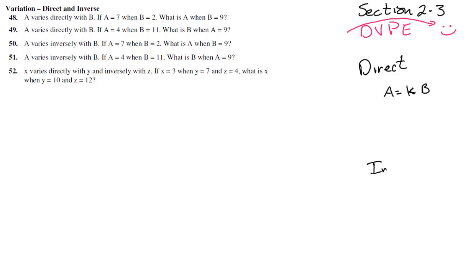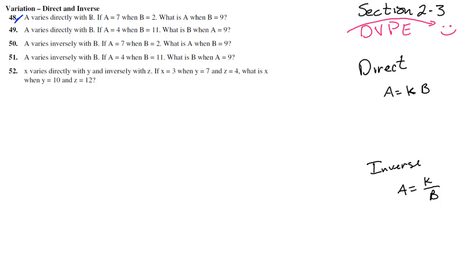If you have inverses, it goes the other way. A is some constant over B. When A goes up, B goes down. And so this relationship will be for a couple of them. And our game plan is we're going to stick in the numbers to find K and then stick in K to find out what is asked of us. So let's begin. Start with number 48.